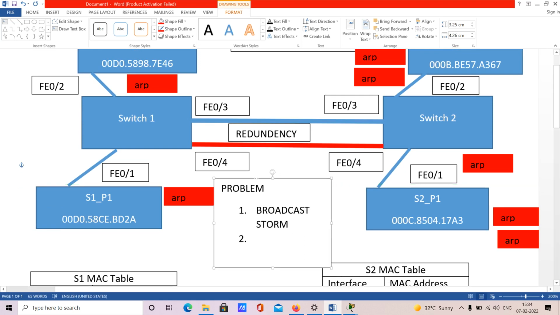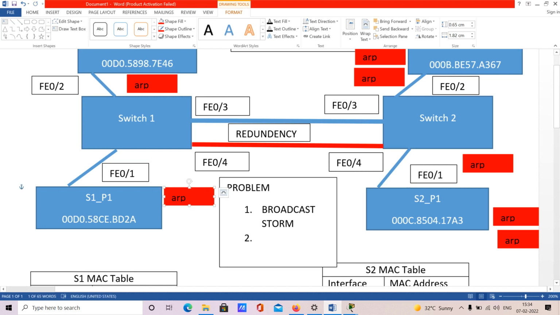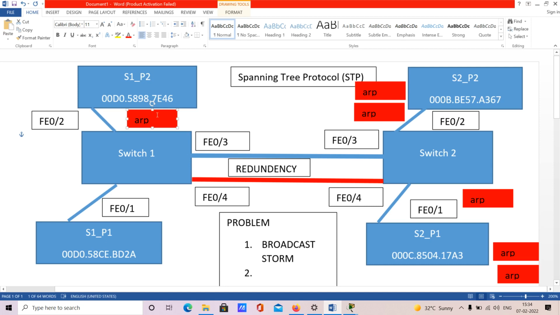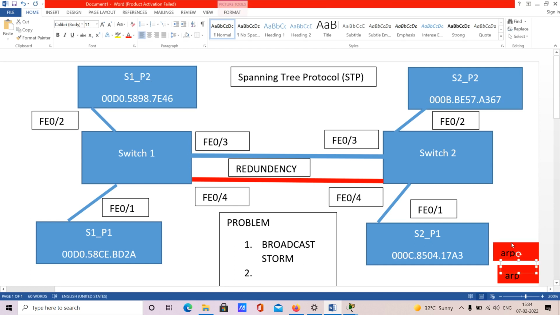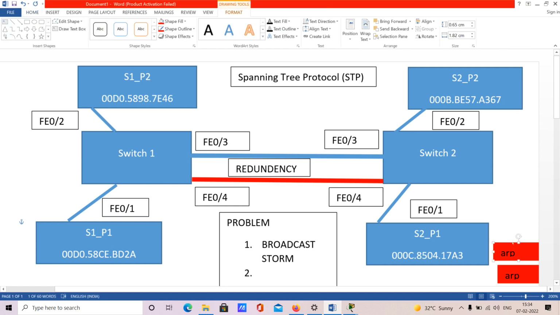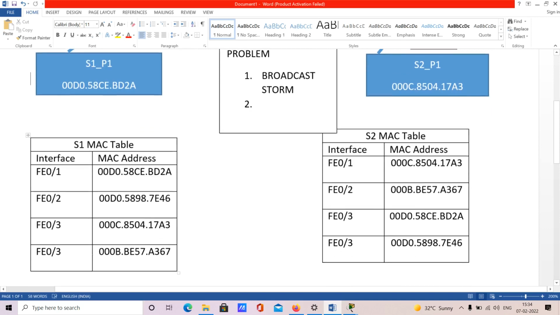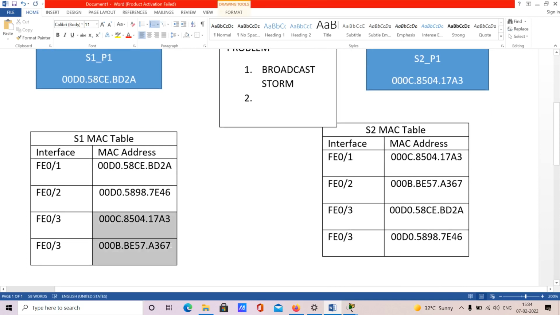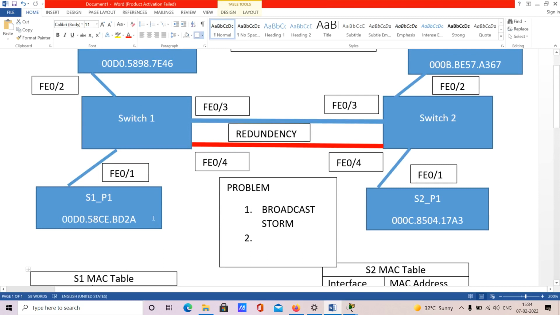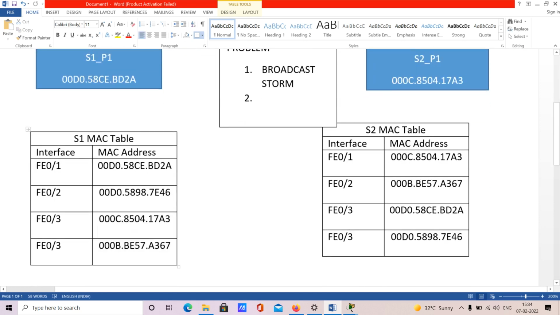Problem number two. Fine, let us try to erase all these things for a moment because we understood what is broadcast storm. Let us erase all the concepts. The next problem is about entries. As soon as a message goes, we get the reply. The moment we get the reply, look at it.